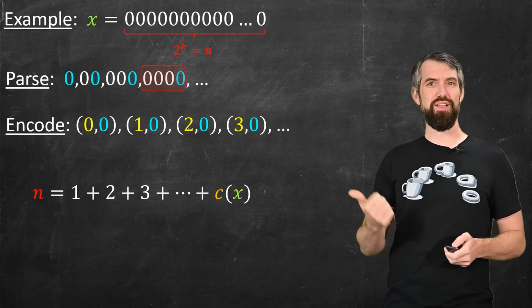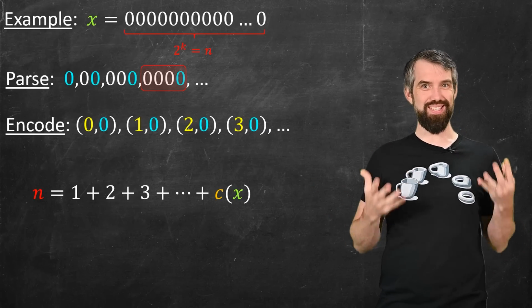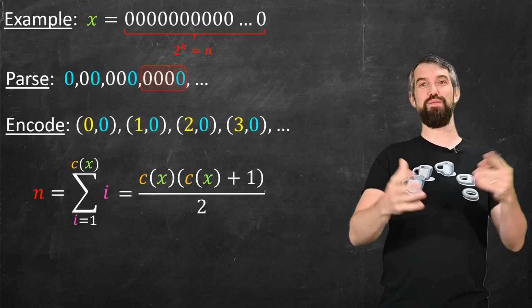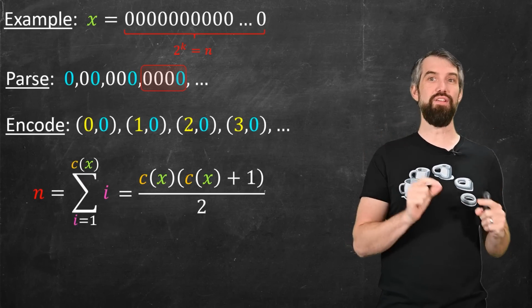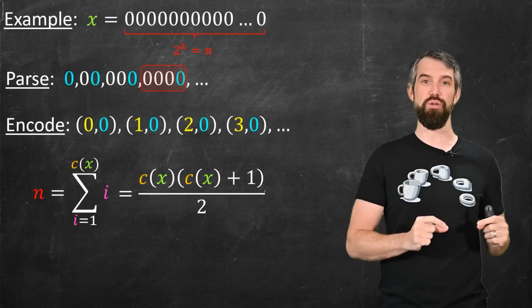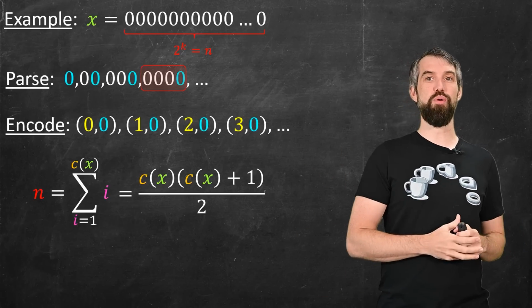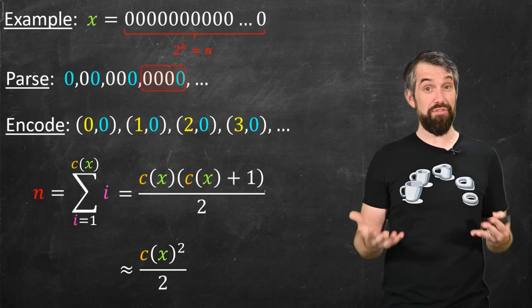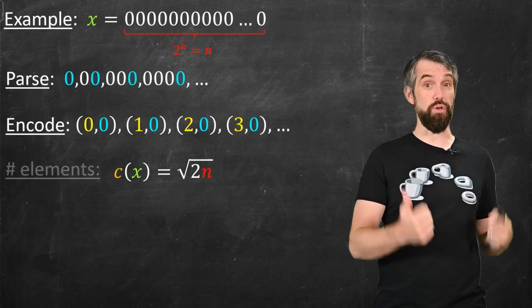A nice little formula for this, even when c of x is really large, is the sum of i from i equals 1 all the way up to c of x. And we have the famous formula by Gauss that this is c of x times c of x plus 1, divided by 2. So again, just doing an approximation, ignoring the plus 1, this is c of x squared. If I rearrange that for c of x, I get this to be root 2n.